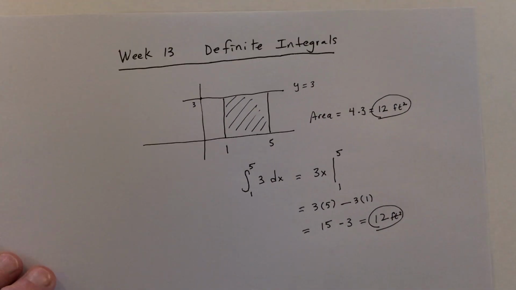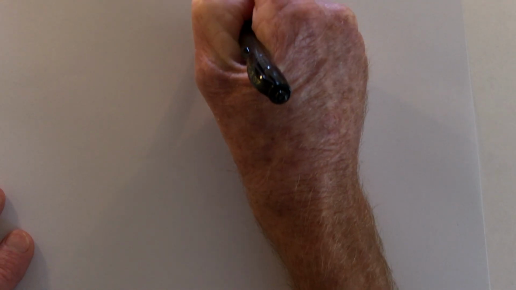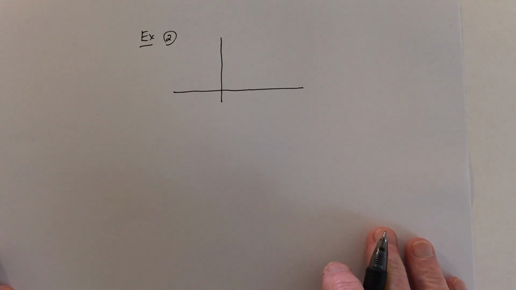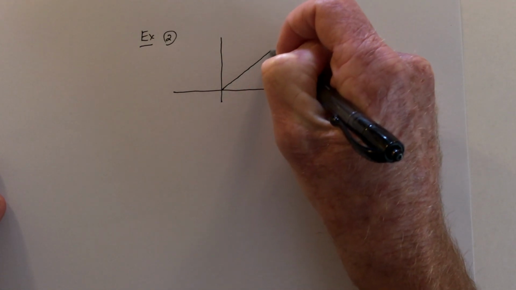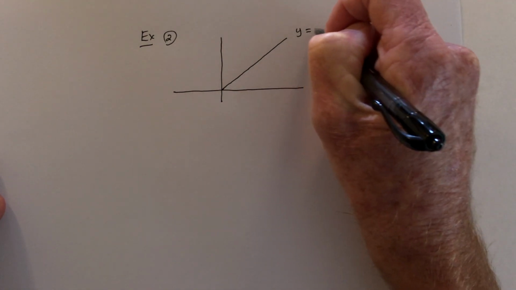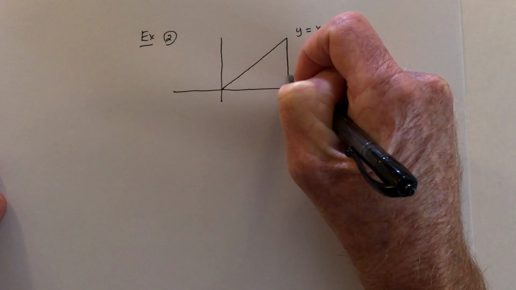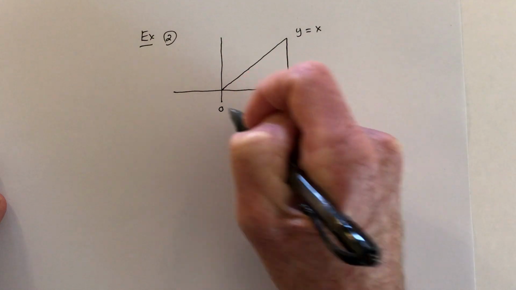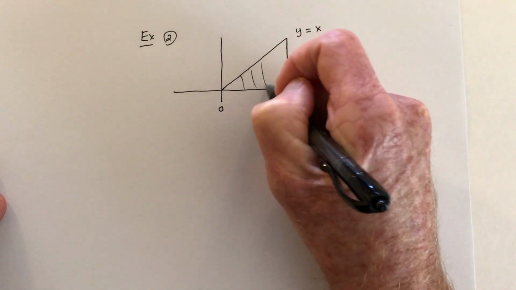Okay, now let's do another example. And again, I'm going to start with some geometry and then do the calculus. Now it's on the screen. All right, suppose that you have this function that goes right through the middle of the x and the y-axis. That would be the function y equals x. And then drop a perpendicular line down to the x-axis. And let's say that this goes from x is a 0 to x is a 4. Then find this area.